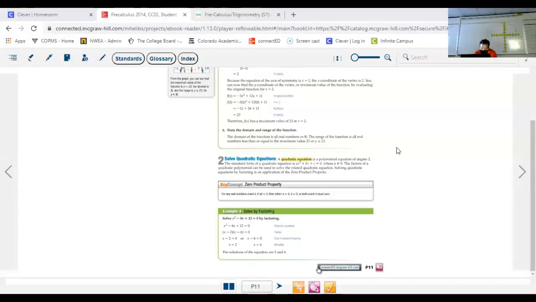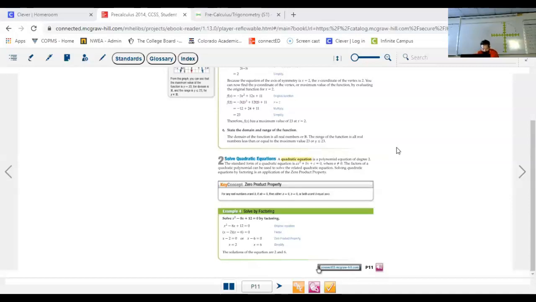So if we read 2, it says solve quadratic equations. A quadratic equation is a polynomial equation of degree 2. The standard form of the quadratic equation is ax squared plus bx plus c is equal to 0, where a cannot equal 0. The factors of a quadratic polynomial can be used to solve the related quadratic equation. Solving quadratic equations by factoring is an application of the zero product property.